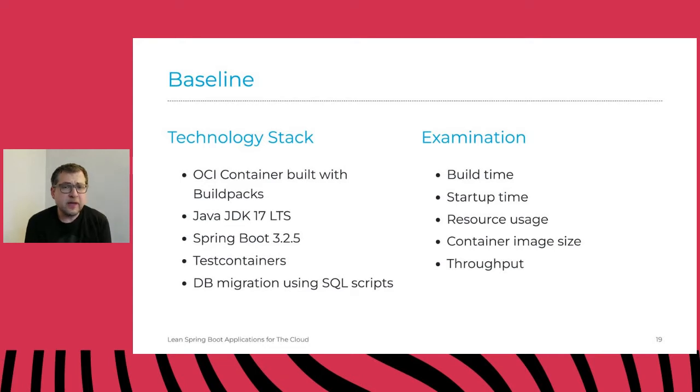On the other side, when we examine the data, we will have a look at build time, startup time, and resource usage, basically RAM. I'm not really counting CPU because that's a little more complicated to get one number out of it. And then we also look at the container image size and also the throughput of the application. That means how many requests go through per second, for example.